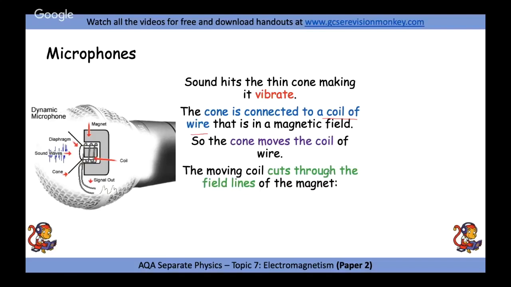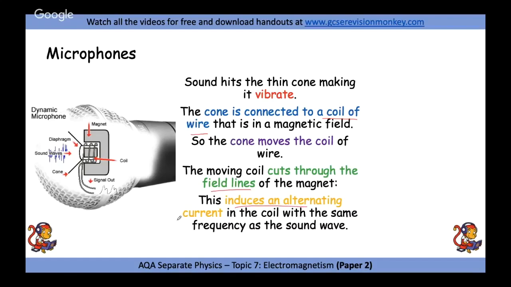The moving coil cuts through the field lines of the magnet. This induces an alternating current in the coil, which has the same frequency as the sound wave. So the frequency that's in the electrical signal that comes out will be the same as the frequency of the sound waves that go in.